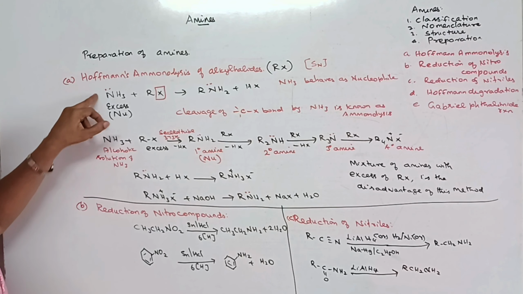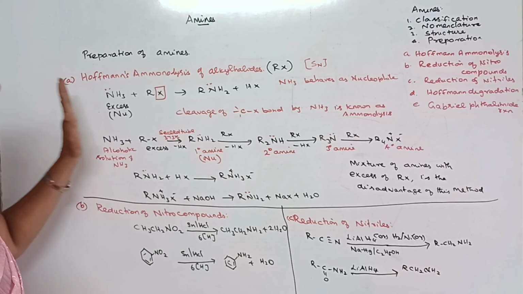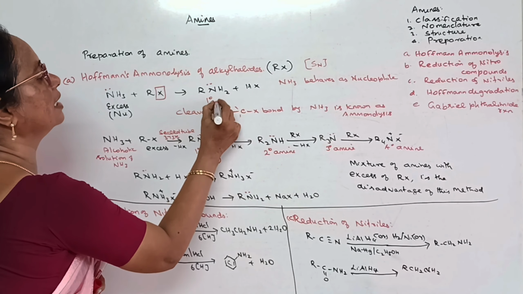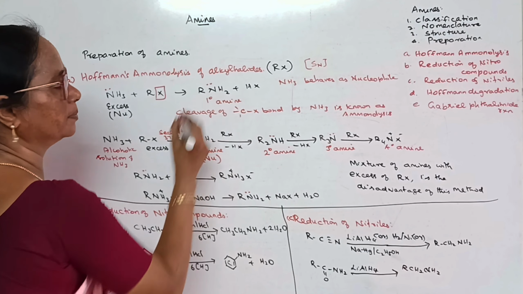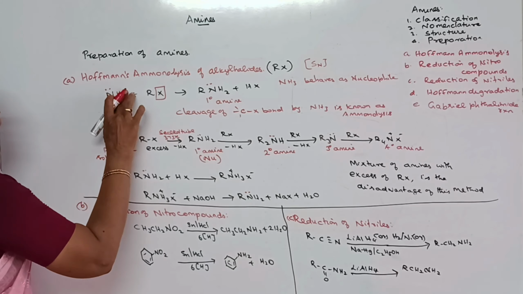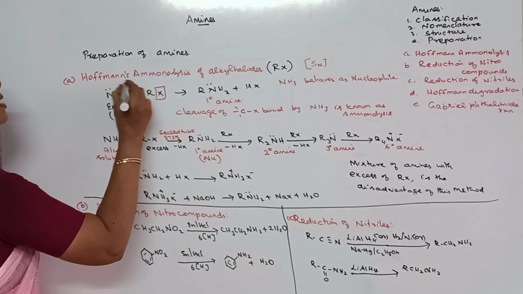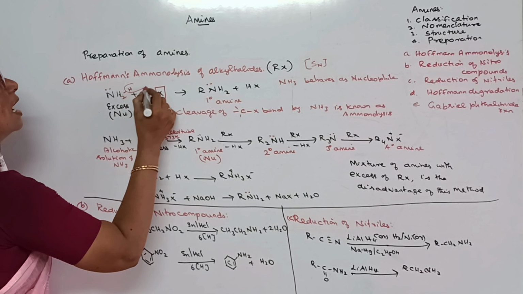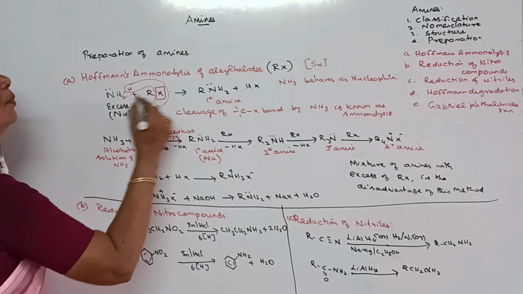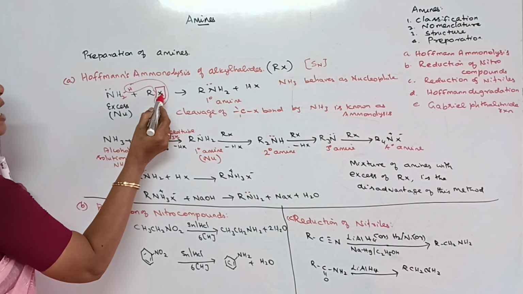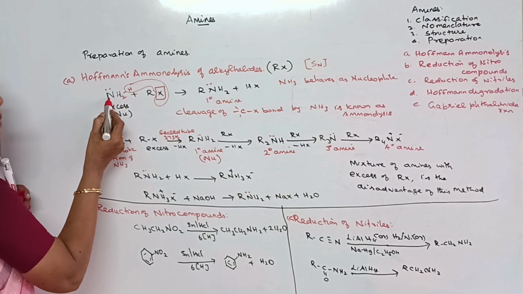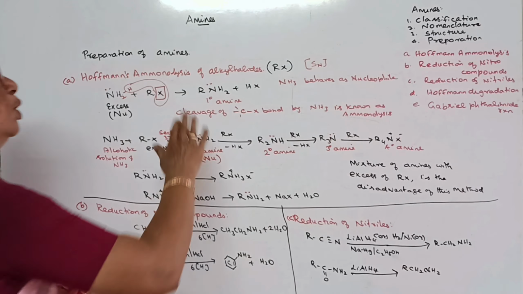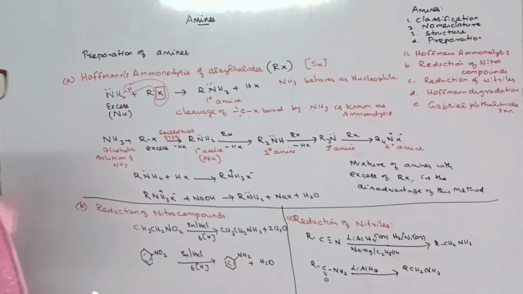In case of excess ammonia, it forms only the primary amine and the hydrogen halide. Here we can write NH3 as NH2H, so this hydrogen and halide will be removed. Therefore, the halogen atom is substituted by the amino group. We get the primary amine, and no other products will be formed.